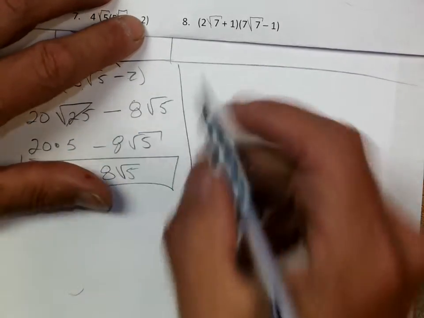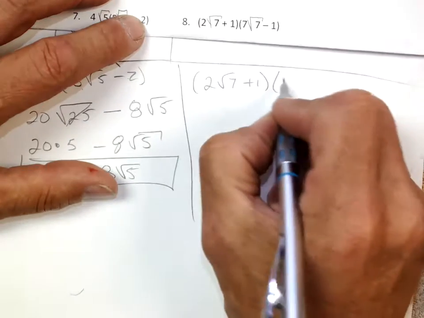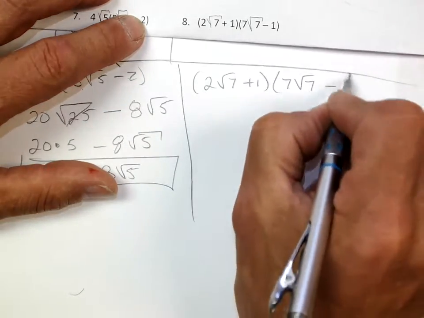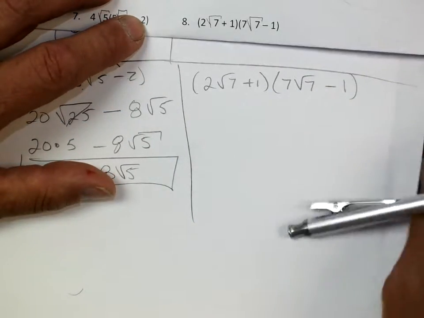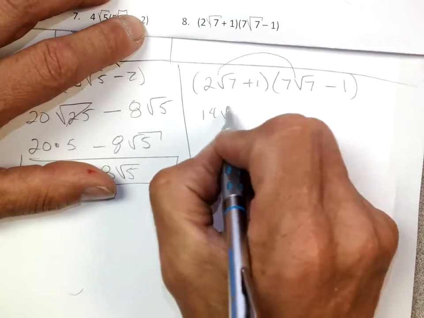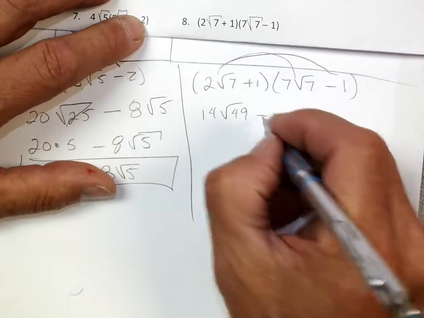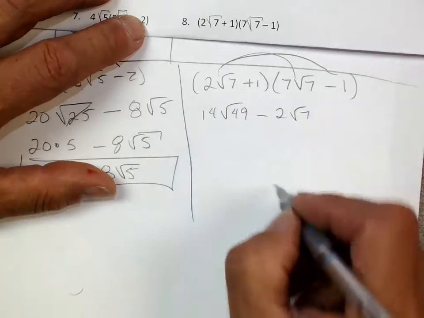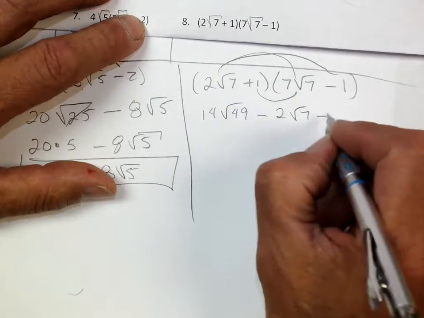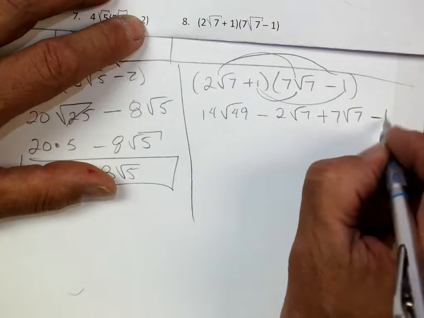I'm going to have a 2 square roots of 7 plus 1 times the 7 square roots of 7 minus 1, okay? So we're going to FOIL. This times this, 14 square roots of 49. This times this, minus 2 square roots of 7. This times this, positive 7 square roots of 7. And this times this is minus 1.